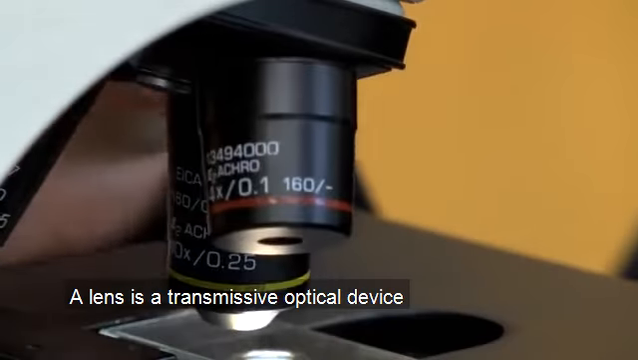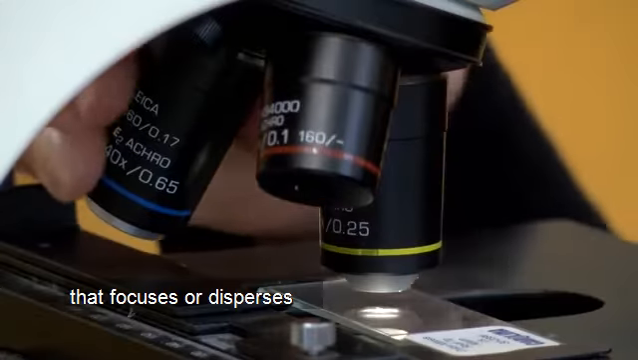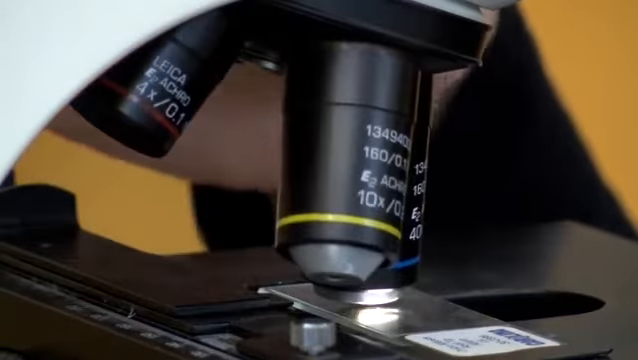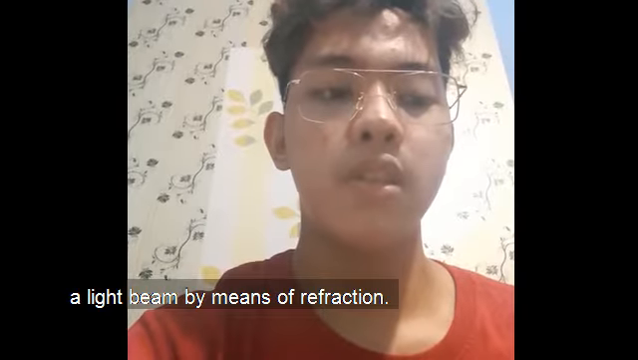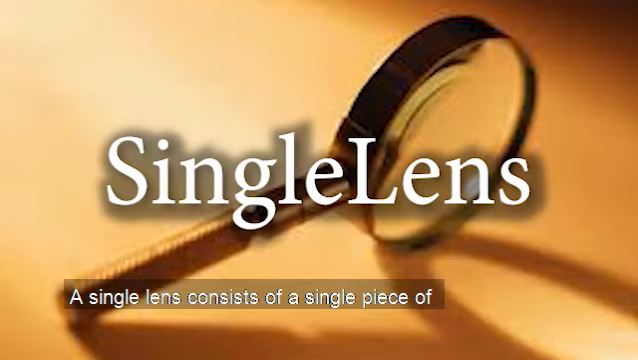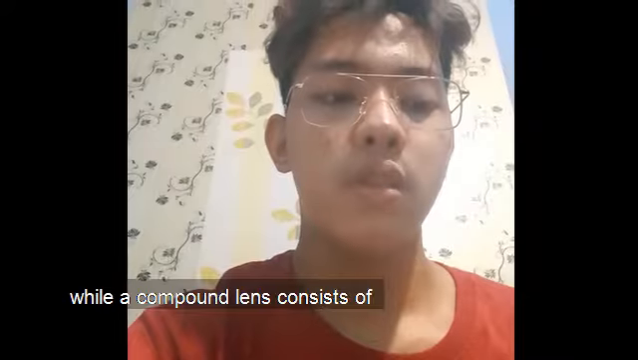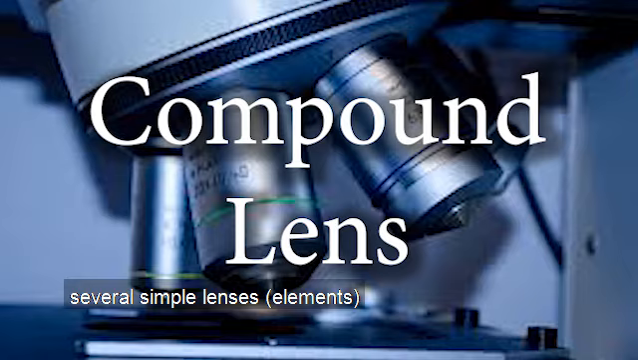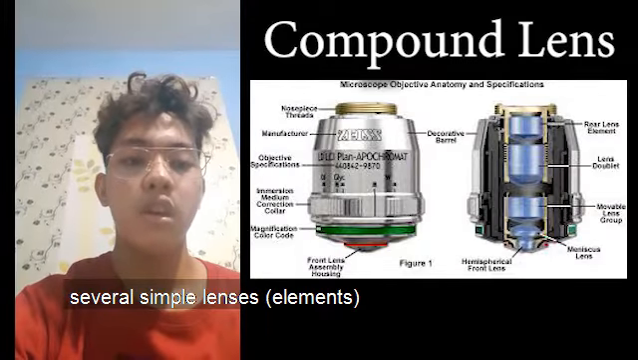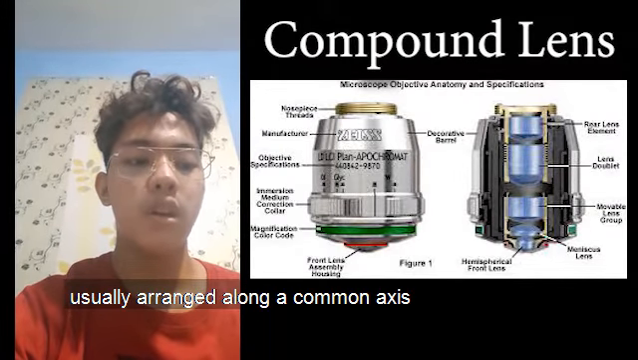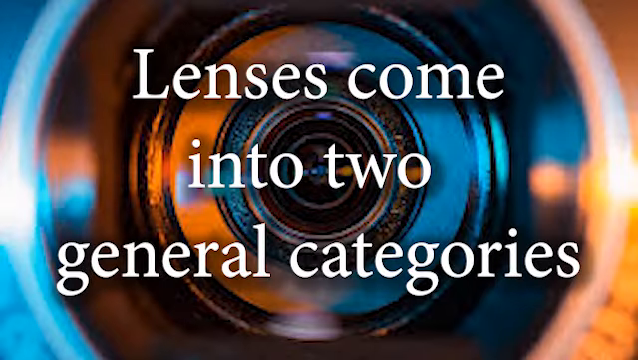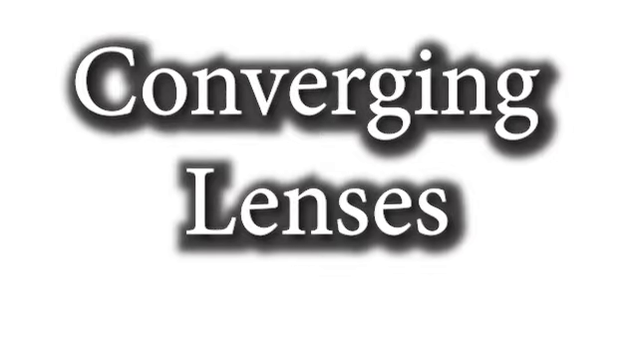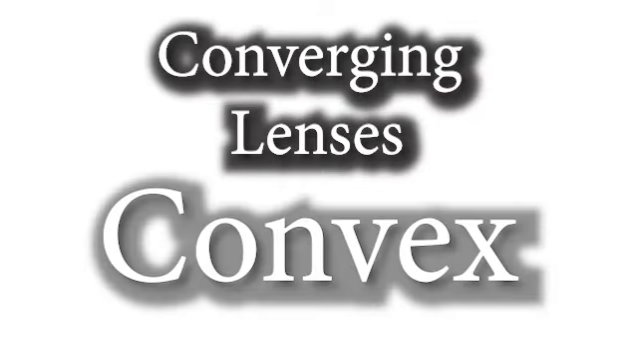A lens is a transmissive optical device that focuses or disperses a light beam by means of refraction. A single lens consists of a single piece of transparent material, while a compound lens consists of several simple lenses or elements, usually arranged along a common axis. In addition, lenses come in two general categories: converging, sometimes referred to as convex.